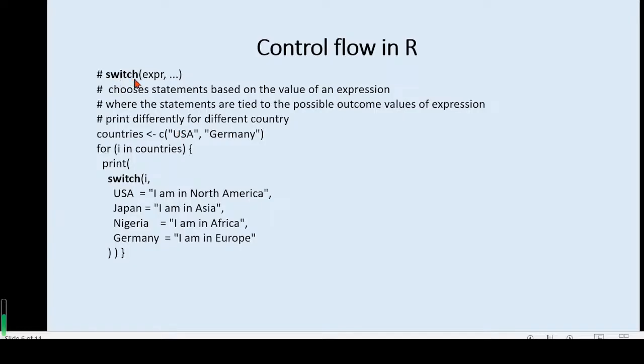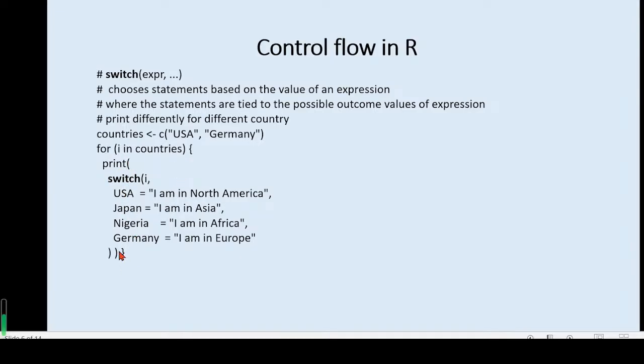And the switch is also a control flow with expression. So choose statements based on the value of an expression, where the statements are tied to the possible outcome values of the expression, then print differently for different countries. For example, we set a vector called countries with two elements, USA and Germany, inside this vector. Then we can write a for loop, for i in countries. Countries is this vector. Then inside the for loop braces, we can print.